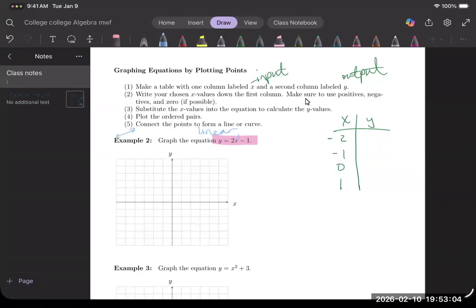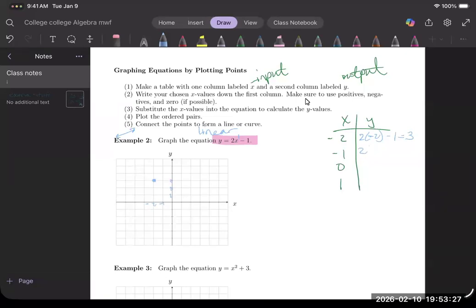All right, so if I do -2, that means I put in -2 for x. So 2 times -2 is -4, minus 1 is -5. So I now have the point -2, -5. So there's that point there.